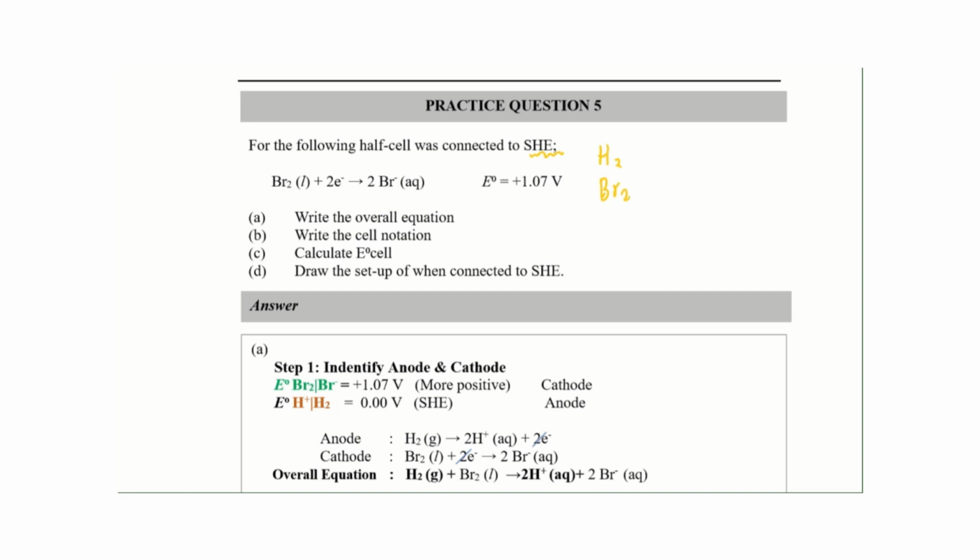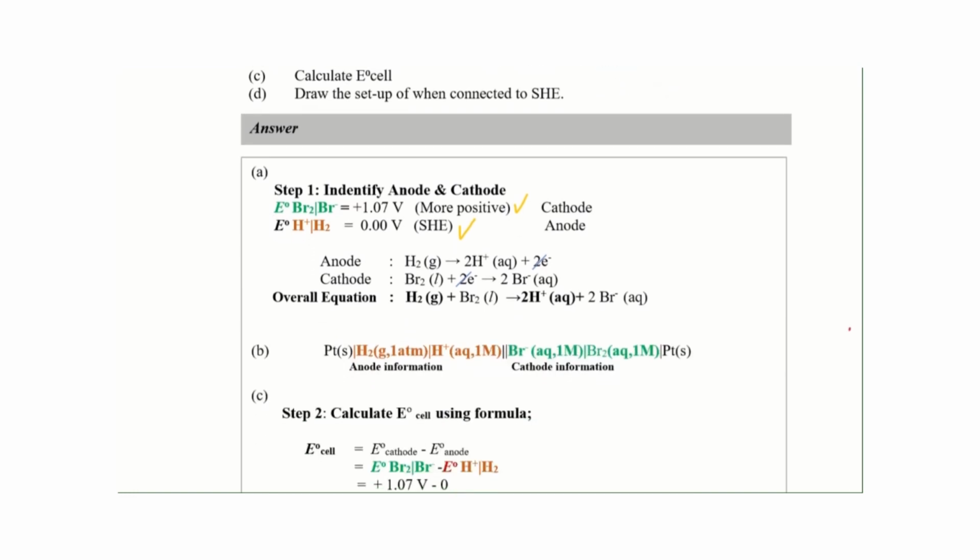After that, we look at the E naught value for each substance. E naught for hydrogen, of course, 0 volt. Okay, 0 volt. And then, E naught for bromine is positive 1.07. So from both value, we have to identify which value is more positive. Okay, we look at here. Bromine, E naught bromine is more positive than E naught hydrogen. So that's why bromine undergoes reduction at cathode and hydrogen oxidized at anode.